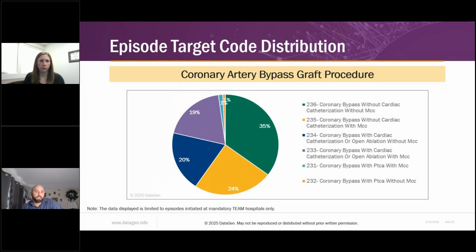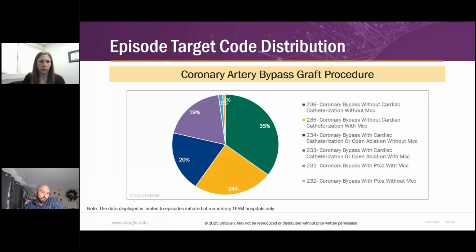Here we see the distribution. The majority of cabbage, about 60%, is cabbage without catheterization. That's the green and the yellow, the 235 and 236. Just to note, the 234 and 235, that's the blue and the purple, they do include open ablations. And for 234 and 235, about 10% of those cases have an open ablation.